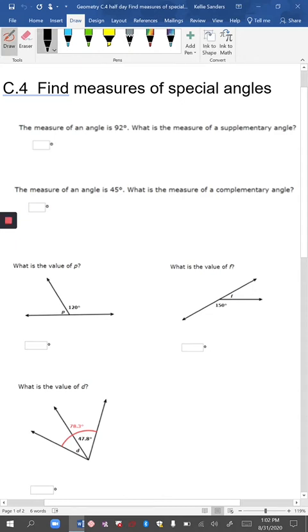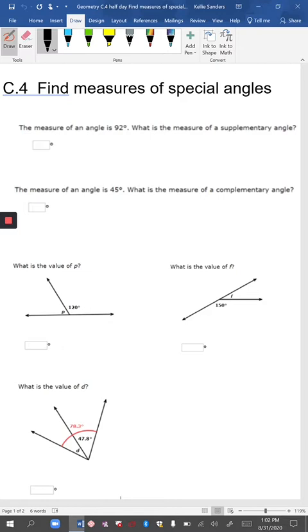Okay, C4, find measures of special angles. This lesson is not going to be near as bad as C3. C3 is going to be the hardest one of Unit C. Basically you can tell that because I named C1 half day, C2 half day, C4 half day, C5 half day, which means that it shouldn't take you all that long to get those done. C3 is going to take quite a bit of time, but C4 and 5, we're going to make it work.